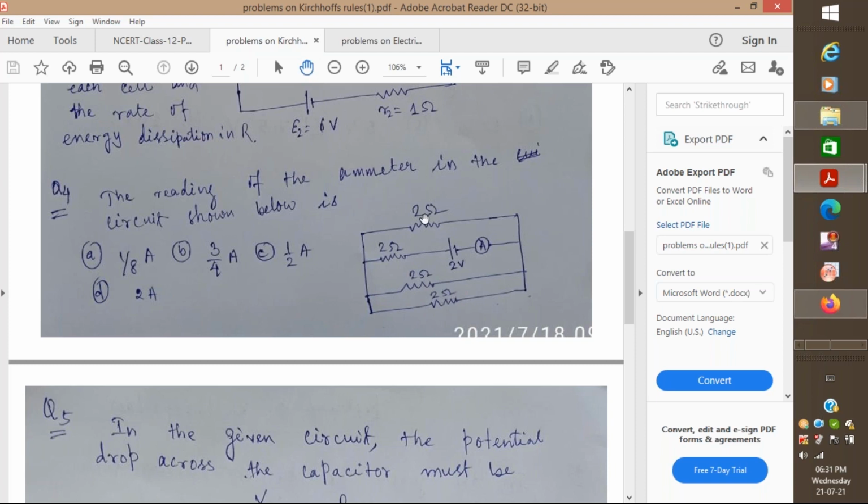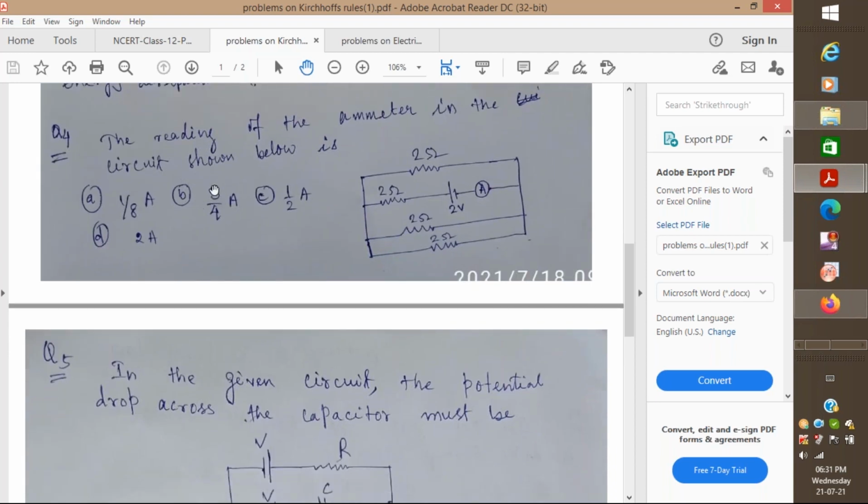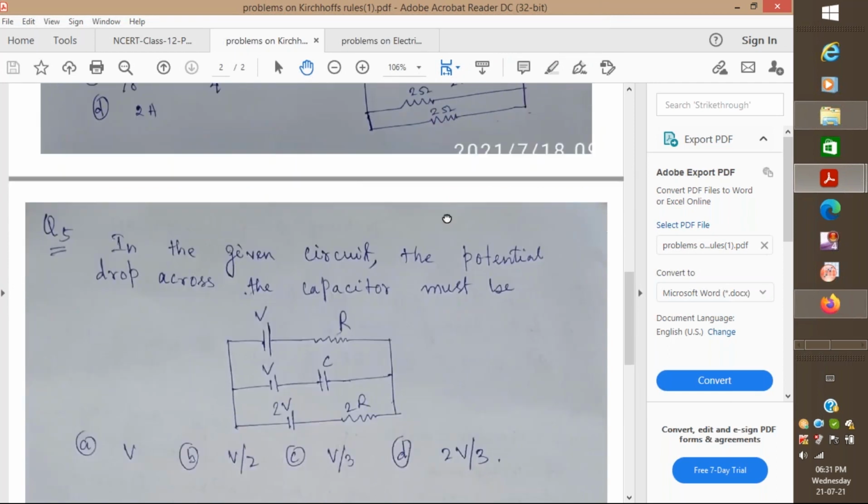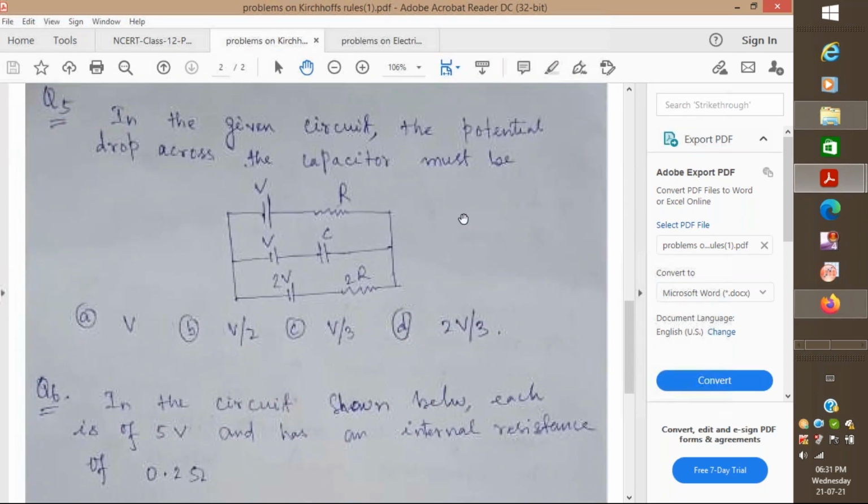So you have to find out the equivalent resistance for all of this. These two and these two, so 1 by 2 plus 1 by 2 plus 1 by 2 will be 1 by R equivalent. Along with that, this is in series. If you solve that, you will get the answer B: 3 by 4 ampere will be the reading in this ammeter. This was a very simple problem.